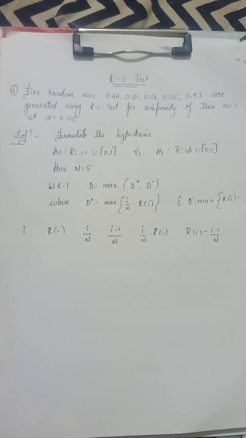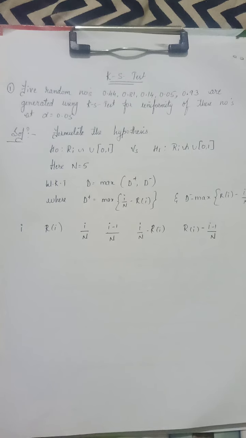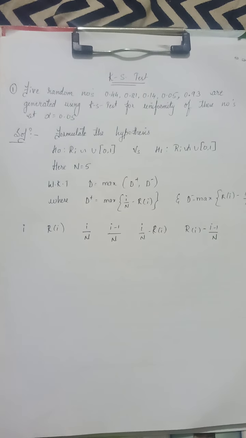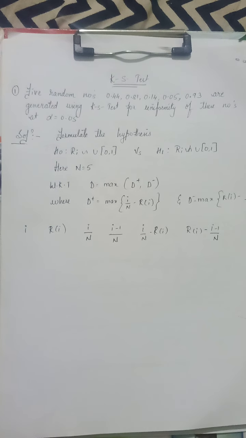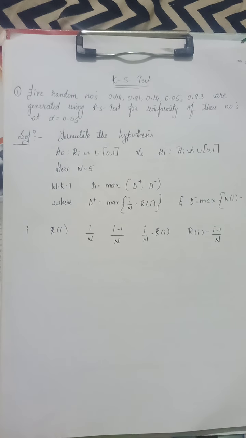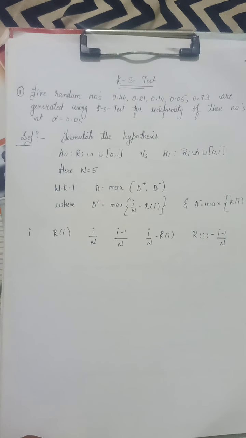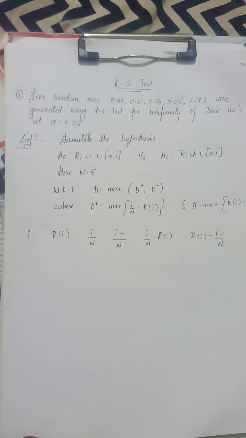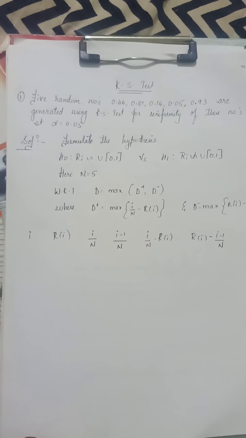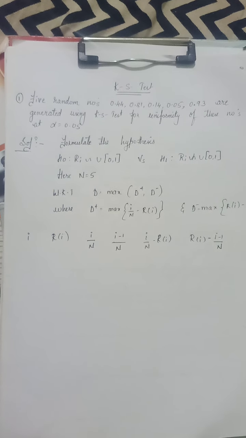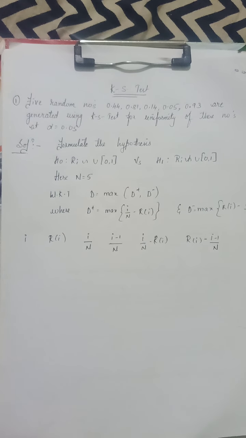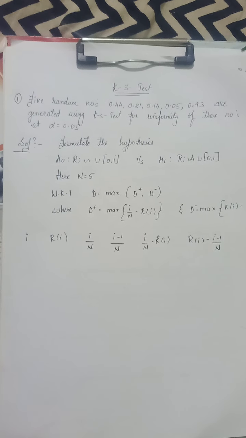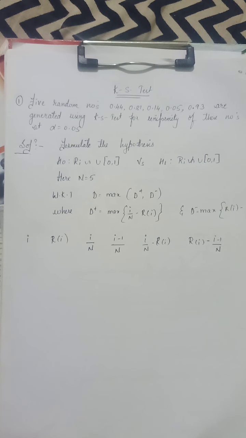Good morning all. Today we'll see a KS test table problem, which is one of the problems of the frequency test. This method is used to check whether the given random numbers are uniformly distributed or not. Let's see the problem. 5 random numbers, that is 0.44, 0.81, 0.14, 0.05 and 0.93, are generated using the KS test for uniformity of these numbers at alpha equal to 0.05. In this problem you have to check whether these given 5 random numbers are uniformly distributed or not.